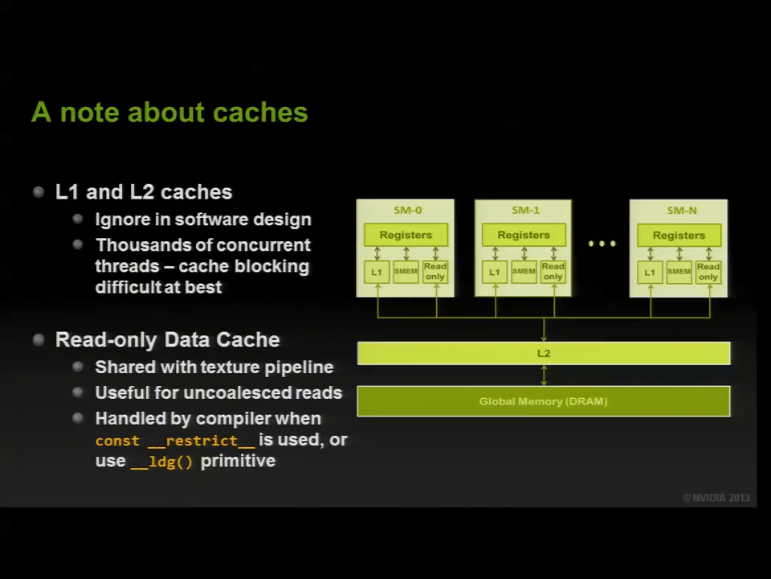With const restrict, there are still a lot of ways to confuse the compiler, so that it has to assume that somehow it may not be possible to load this data through the read-only cache, and it will fall back to the safer regular data access path.